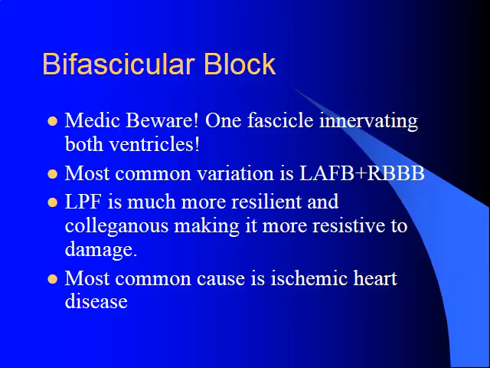So that means our big right bundle branch supplying our right ventricle, and half of the innervation of the left ventricle is blocked. So we have one fascicle remaining that's innervating both ventricles. This is a problem for us. We can move into what we call a trifascicular block without warning, where we have nothing that's innervating the ventricles at all. And as I stated, the left posterior fascicle is a lot more resilient. And the most common cause of our bifascicular blocks is going to be ischemic heart disease.